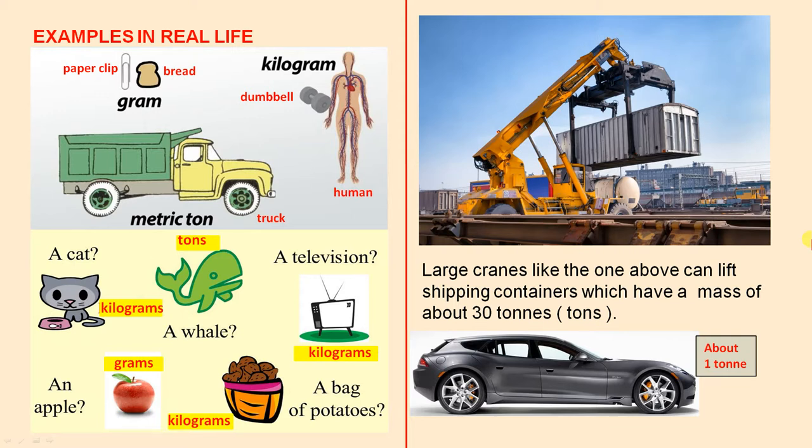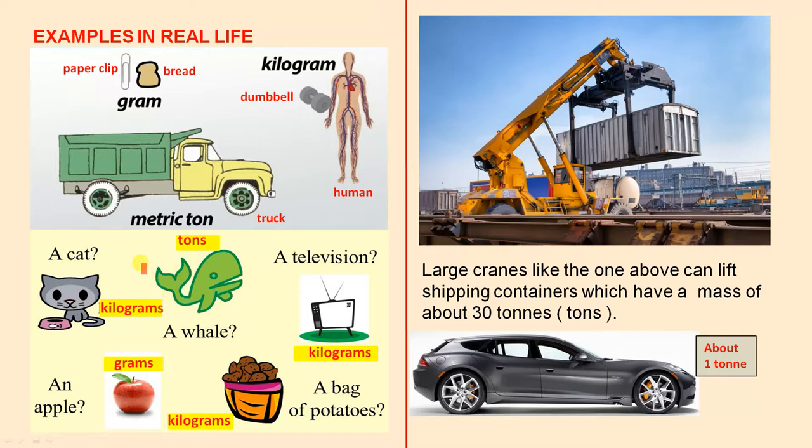Examples in real life. A piece of bread or a paper clip, they're usually measured in grams. A person or a human and a dumbbell, which you find in a gymnasium, normally measured in the kilogram. And a truck, which is quite a large object, we measure that using the metric ton.